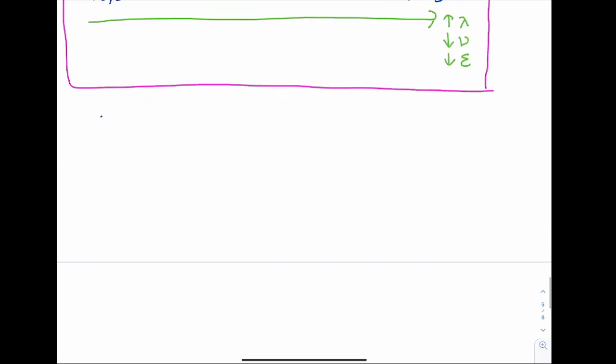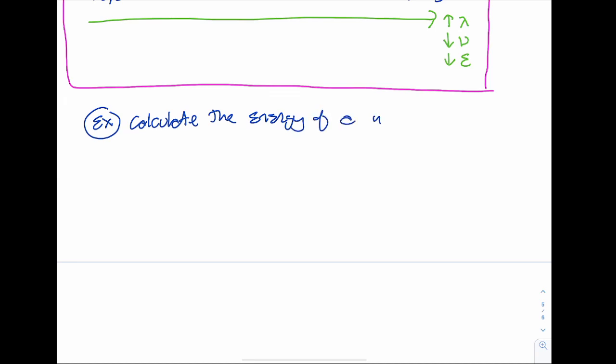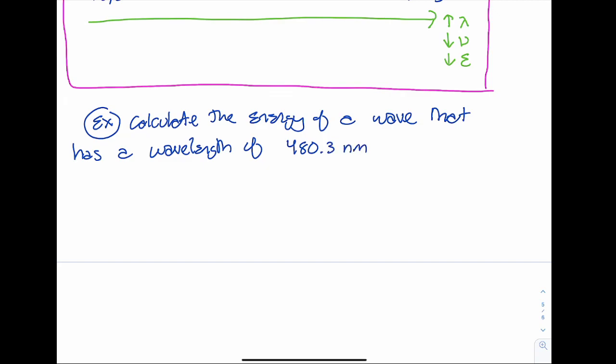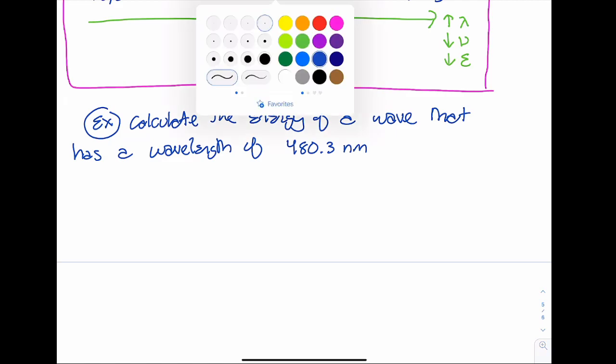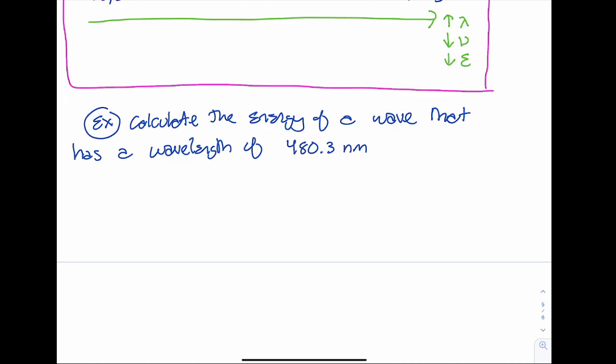An example problem for us. Let's calculate the energy of a wave that has a wavelength of 480.3 nanometers. So I jumped in right to kind of as hard as this problem can get. I want to calculate the energy, and it gave us the wavelength.